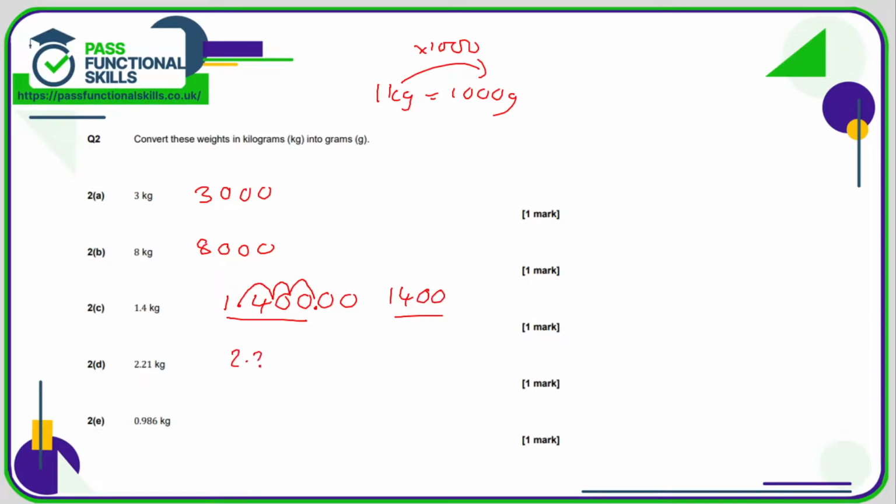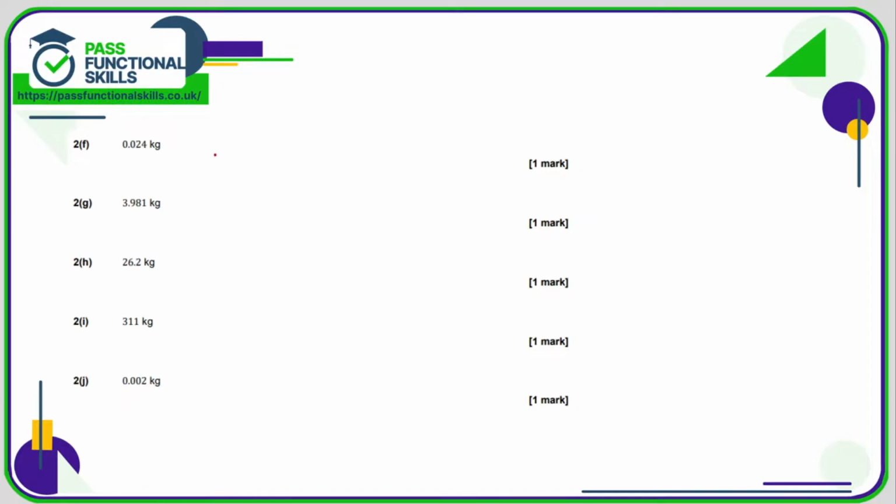2.21 kilos is 2.21 with some zeros. Move the decimal point 3 positions, so that's 2210. 0.986, again put some zeros on the end just to make the moving of the decimal point easy. 1, 2, 3. So 986.000, in other words 986 grams. 0.024, again just put a few zeros on the end so that you can move the decimal point 3 positions, so that's 24 grams.